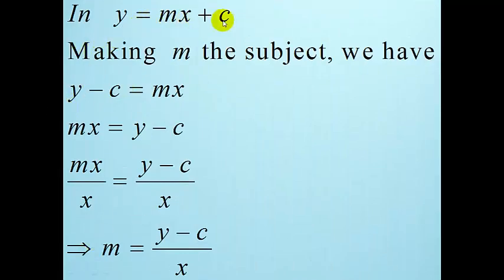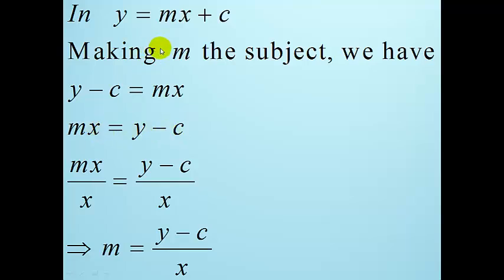Now in y equals mx plus c, making m the subject. That is, if you want to make m the subject, m is on the right hand side of the equation y equals mx plus c, but the mx is attached to c by means of the addition. So the plus c on the right hand side becomes minus c on the left hand side. So we have y minus c is equal to mx on the right hand side. And y minus c equals mx can also be written as mx equals y minus c. That's the right hand side becomes the left hand side, and the left hand side becomes the right hand side. It is still the same. So mx equals y minus c.